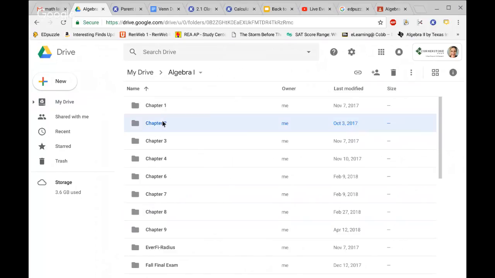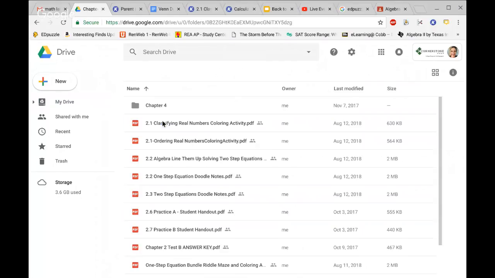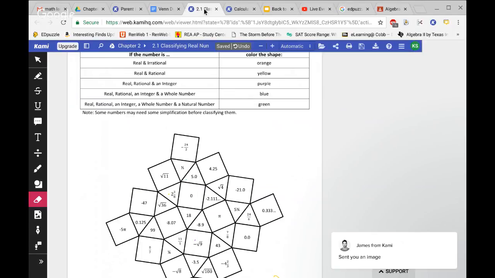Mostly about the coloring one, classifying real numbers one. The classifying or the ordering? Classifying real numbers. Okay, so the one that I had up. Yeah, that one. Can you see it okay? Yes.